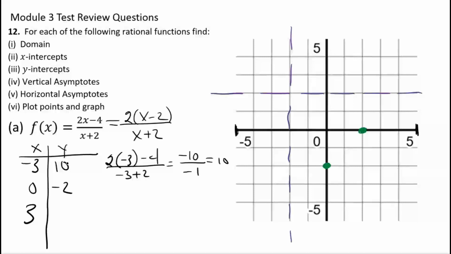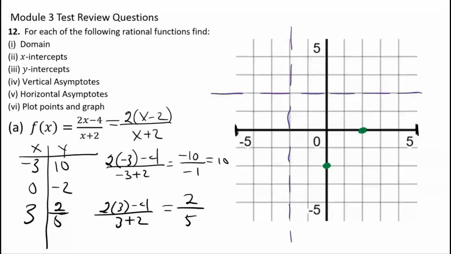So I'm going to plot the point negative 3, 10 in a minute, but let's go ahead and plug in 3. So it's 2 times 3 minus 4 over 3 plus 2. Again, my x is 3 in both of those positions. 2 times 3 is 6 minus 4 is 2 in the numerator. 3 plus 2 is 5. So that's just a little number 2/5.